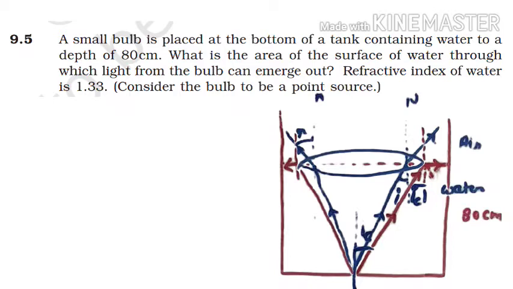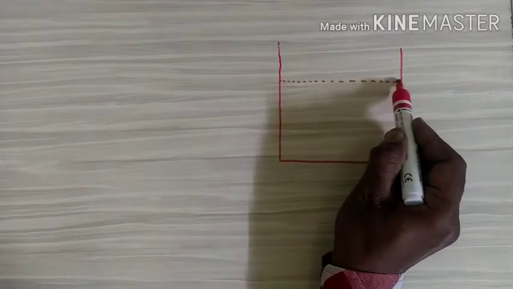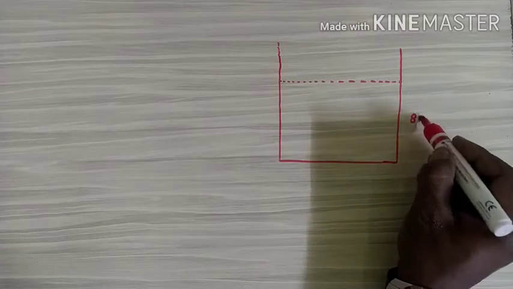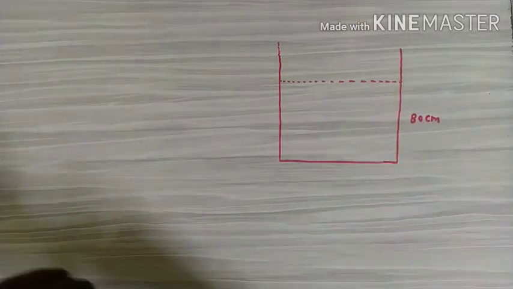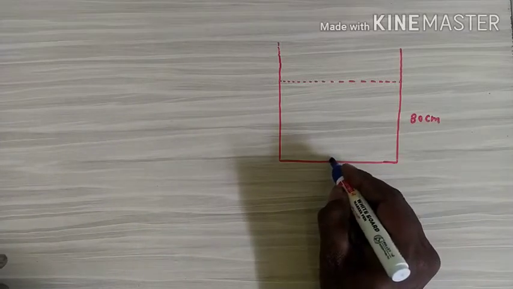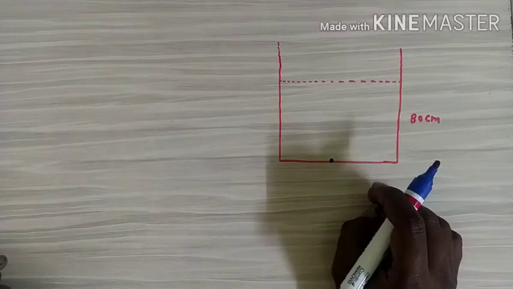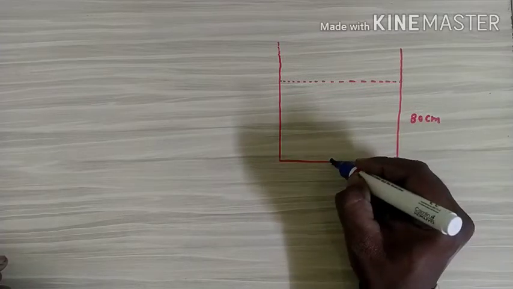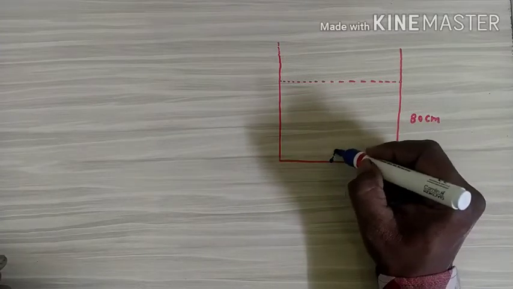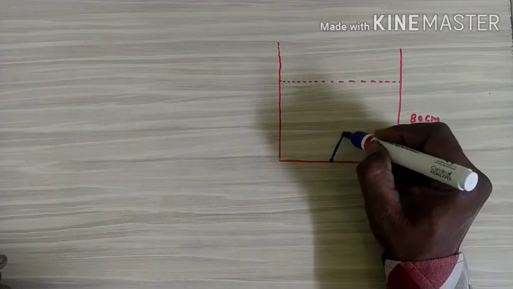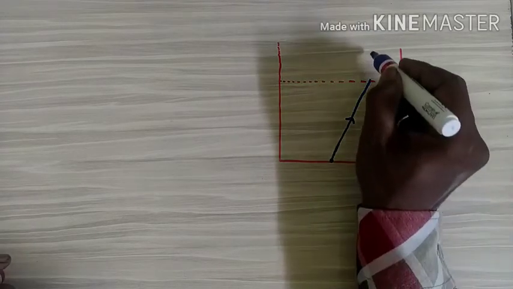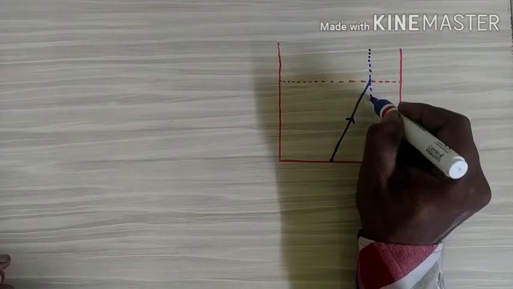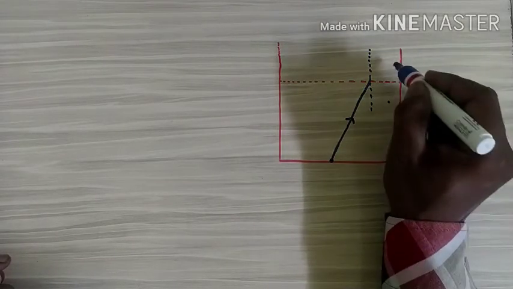So students, here we make a figure. Let 80 centimeter, and a bulb on the bottom is placed and the rays emerge out from the bulb. So let, students, one ray fall on an interface, this is water, this is air.